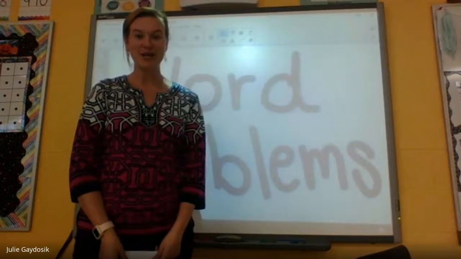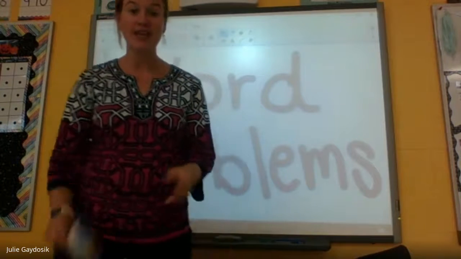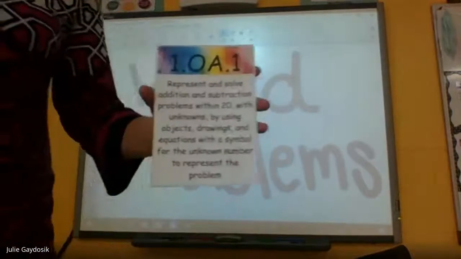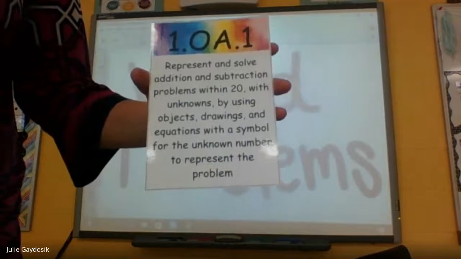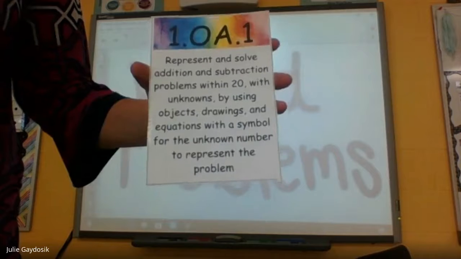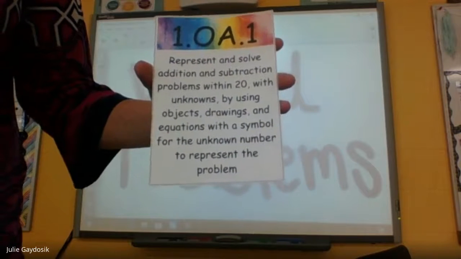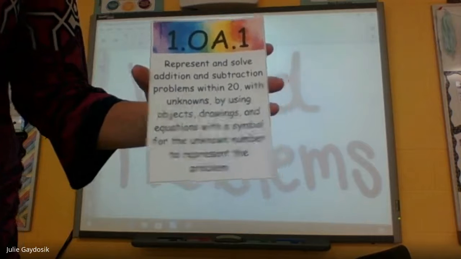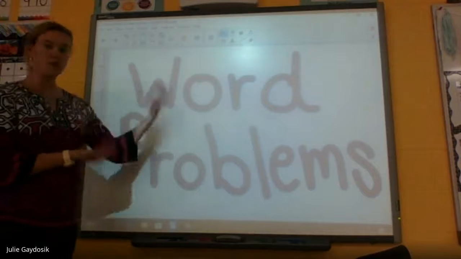Hey, boys and girls, we're talking about word problems again today. So don't forget, I want to see if you can represent and solve addition and subtraction problems within 20 with unknowns by using objects, drawings, and equations with a symbol for the unknown number to represent the problem. So before we begin, we're going to go over some fun word problems.